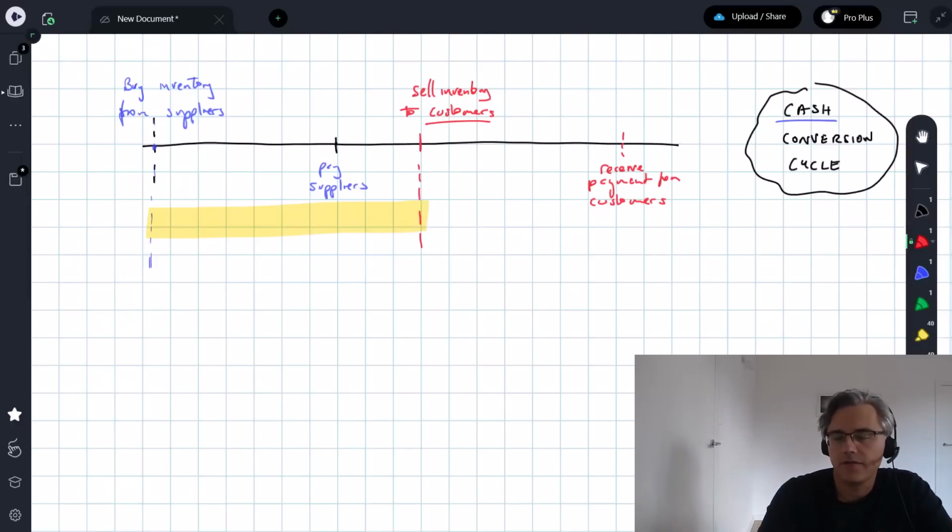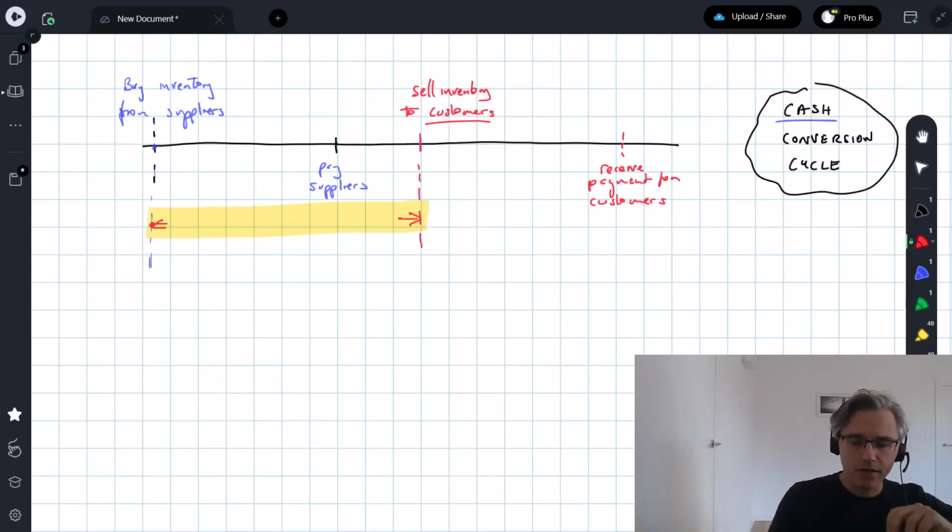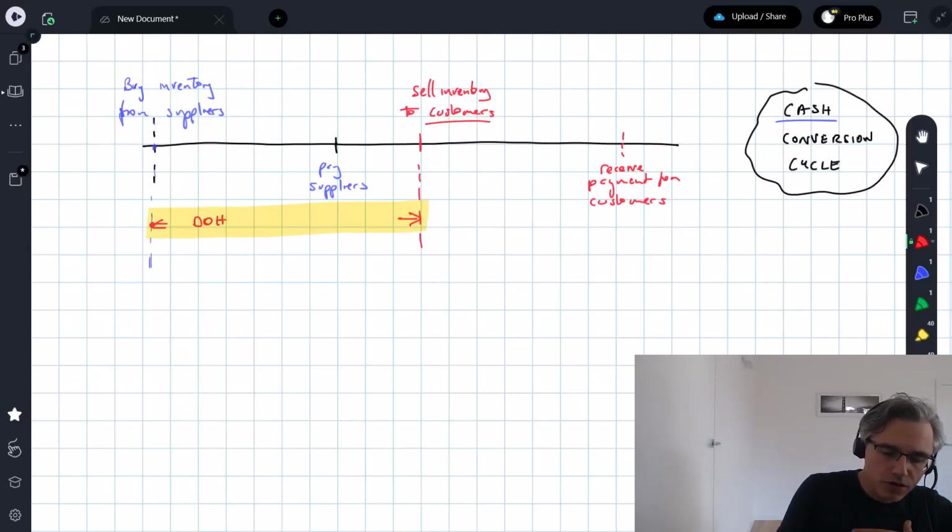We just trade inventory items, so we sell them without doing any transformation. That period here, starting on the left-hand side with the purchase of the inventory and the sale of the inventory to the client, is how long the inventory sits in the warehouse or sits in our balance sheet within the inventory line. And this length of time is in your curriculum denoted as DOH. This is short for days of inventory on hand.